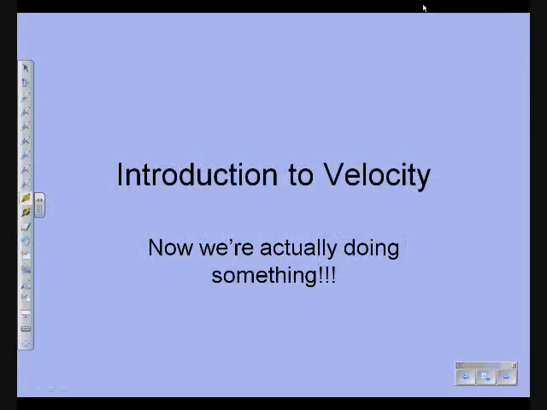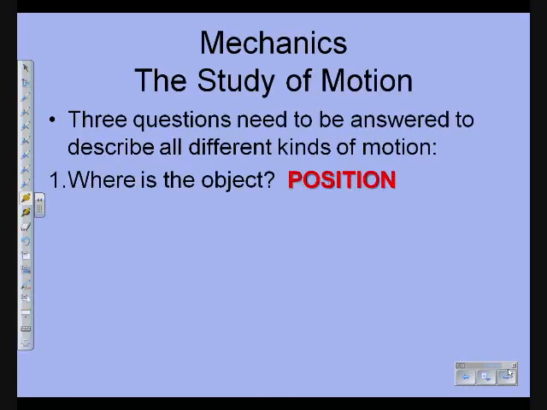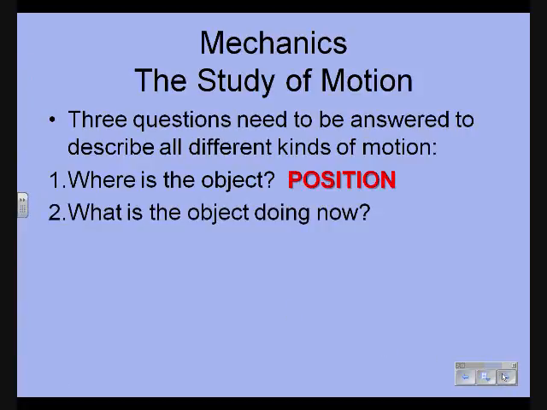Now that we've introduced the first concept of our first physics lesson, remember we said there were 3 questions, and we basically answered the first question: where is the object? We learned that the answer is position, where that object is relative to a reference point. Then we talked about what happens if the object moves and changes position. What we're going to do next is talk about the second question: what is the object doing now? We'll talk about the answer in just a second.